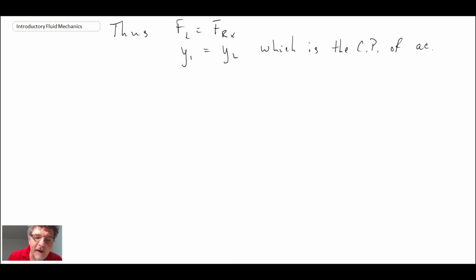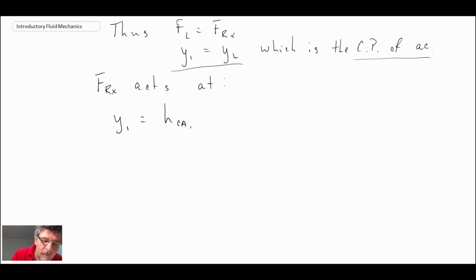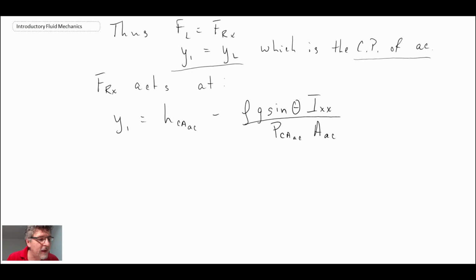So we get FL is equal to Frx and Y1 is equal to YL. And if you recall, YL is the center of pressure of the vertical surface AC. So with that, we can look back to our analysis for planar surfaces, and that tells us that Frx acts at the center of area of the surface AC. And we need to find the center of pressure here. So we have this term. So we get that expression.